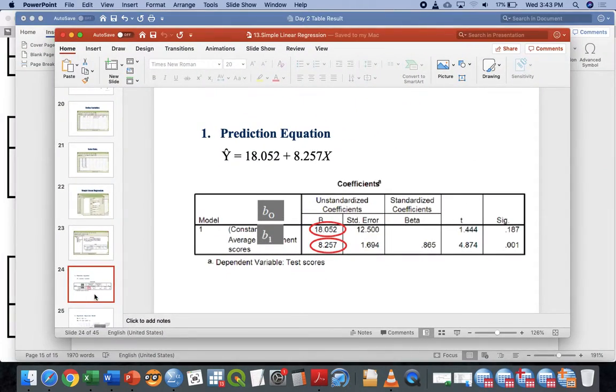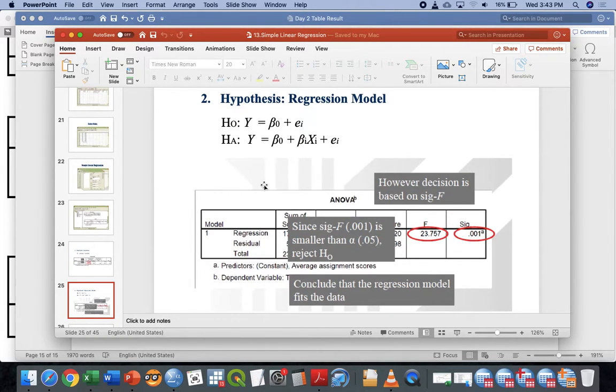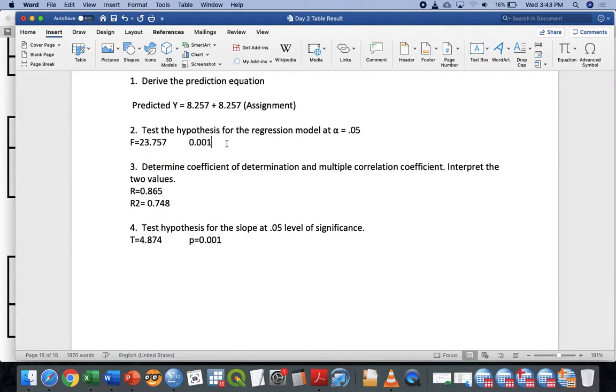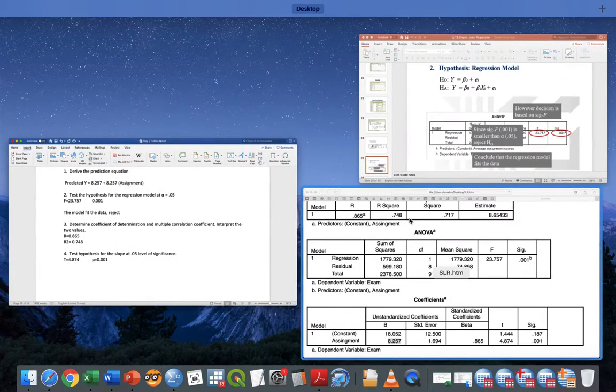And then after that, you have the second question asking about the regression model. So the significance value is less than alpha, therefore we reject the null hypothesis and we conclude the regression model fits the data, right? So your conclusion must say that you reject the null hypothesis and the model fits the data.